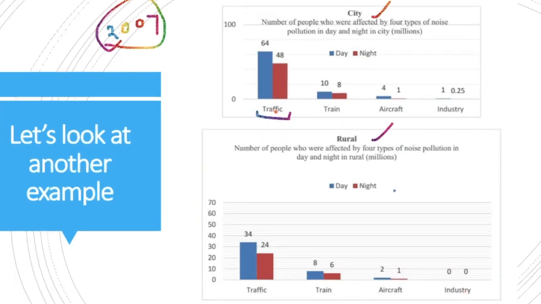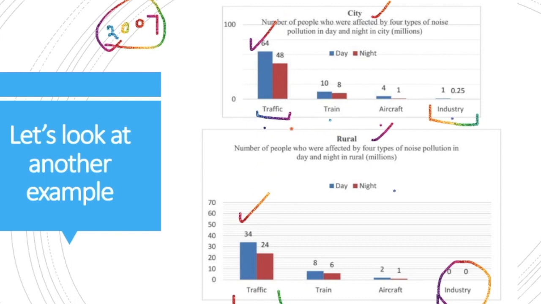On the x-axis, you are given different types of noise pollution: noise pollution caused by traffic, train, aircraft and industry. Your overview will be that traffic accounts for the highest noise pollution in both rural areas and urban areas. So this is your one overview. Another thing is, in rural areas, there is zero noise made by industry, and in cities it is also negligible. So we can say that traffic is the main source of noise pollution in both areas.